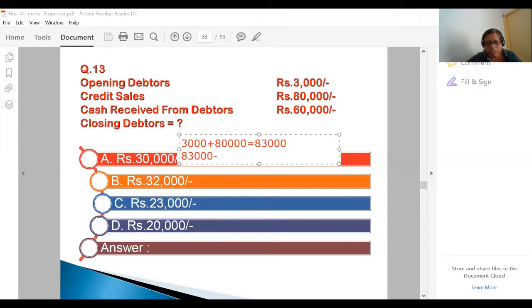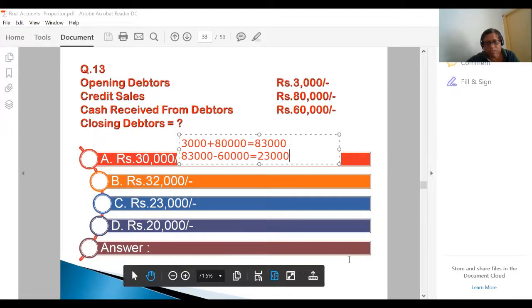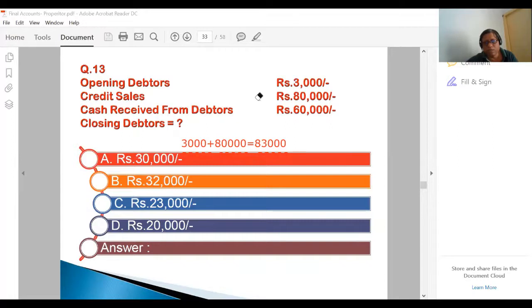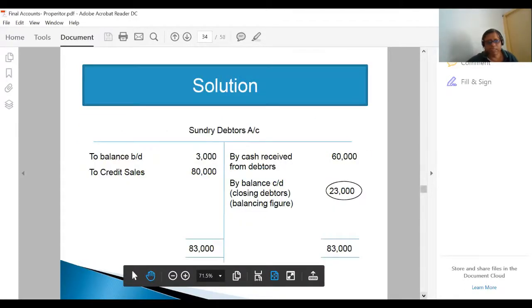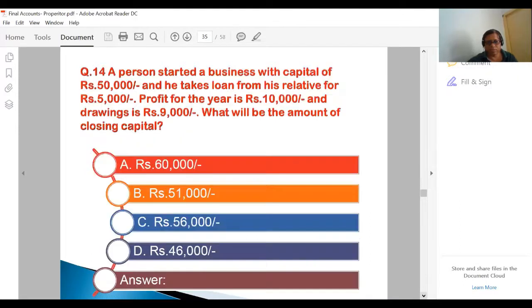How much have we received? 60,000 we have received. So how much is the balance? 23,000. So that is the answer. All of you clear? So the answer is 23,000. You see? 83 minus 60 is 23,000.